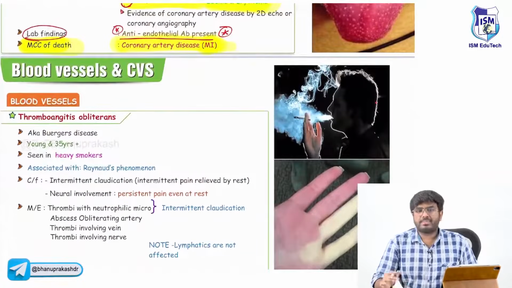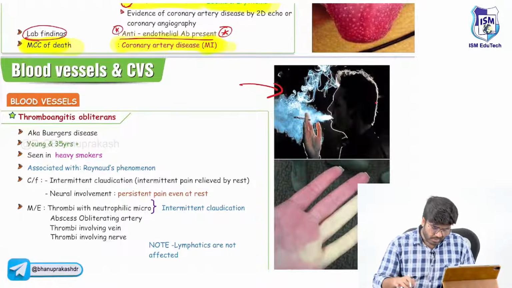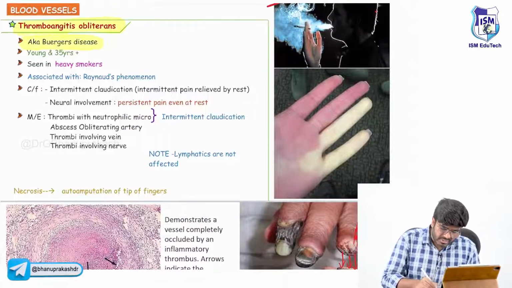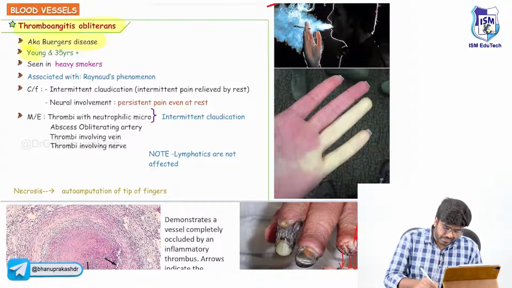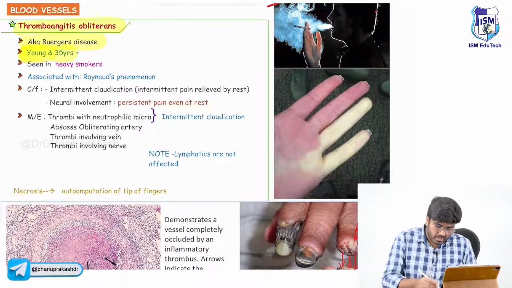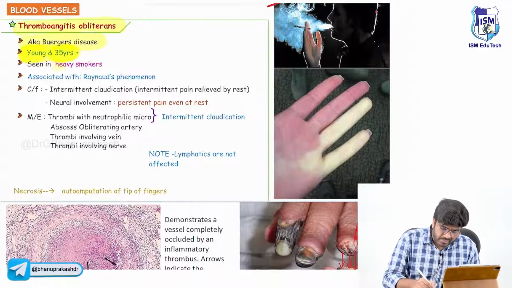In whom will you see this? In whom will we actually see this, sir? See, it is seen in heavy smokers. We will go one by one. So, thromboangiitis obliterans, also called Buerger disease, is seen in the young. Why? Because young people are the ones who smoke most. Okay, young people, around 35 years. Seen in heavy smokers.